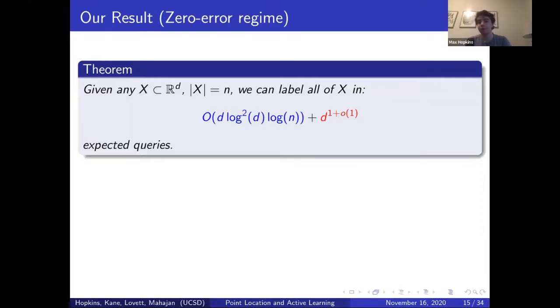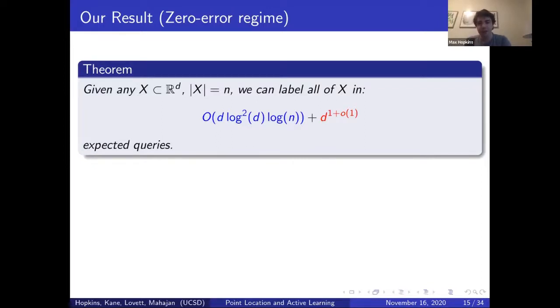It's the zero error regime, and this is more common to computational geometry. So in this regime, again, given an arbitrary point set x in d dimensions of size n, we claim that we can label all of x in about d log n plus d to the 1 plus little o of 1 expected queries.